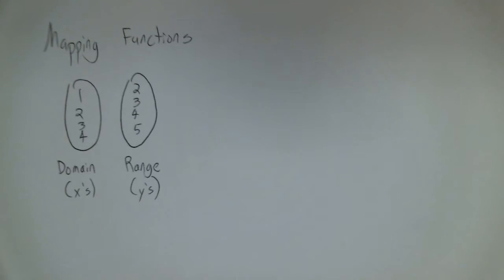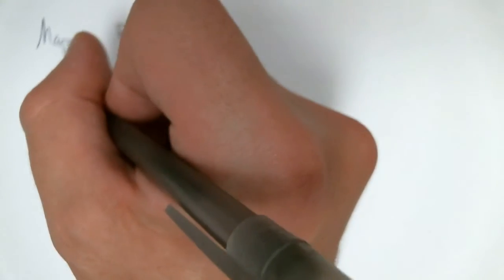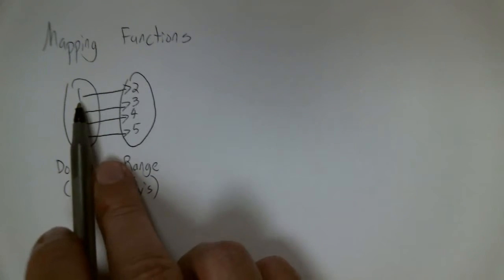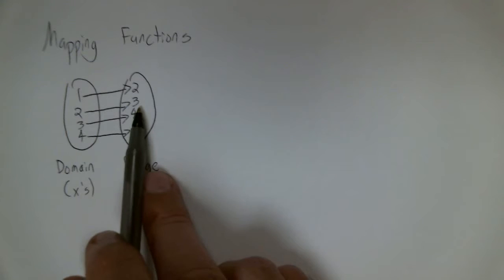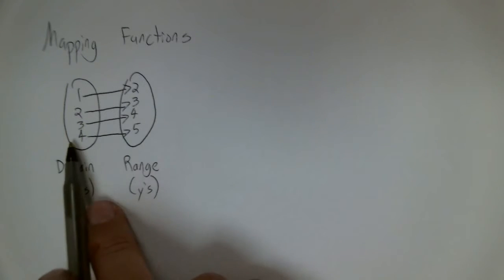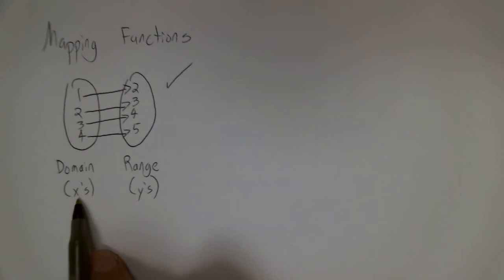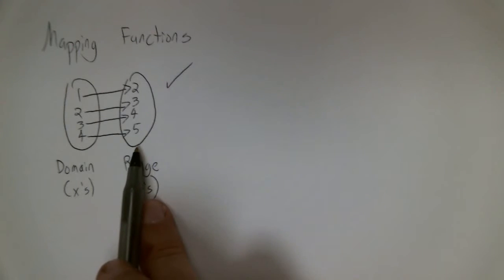Okay, and if I want to map it, what I'm basically saying is, okay, I'm mapping 1 to 2, and I'm mapping 2 to 3, and I'm mapping 3 to 4, and I'm mapping 4 to 5. I buy one thing, it costs $2. I buy 2 things, it costs $3. I buy 3 things, it costs $4. I buy 4 things, it costs $5. Okay, that's a function. Every x is going only to one y.